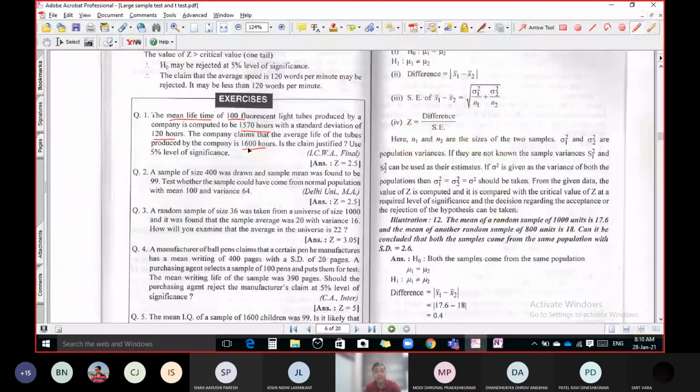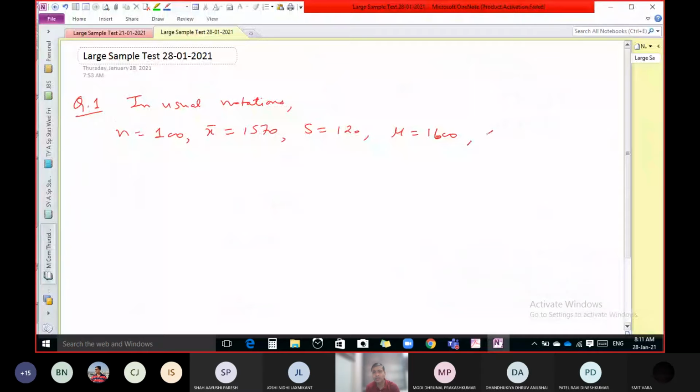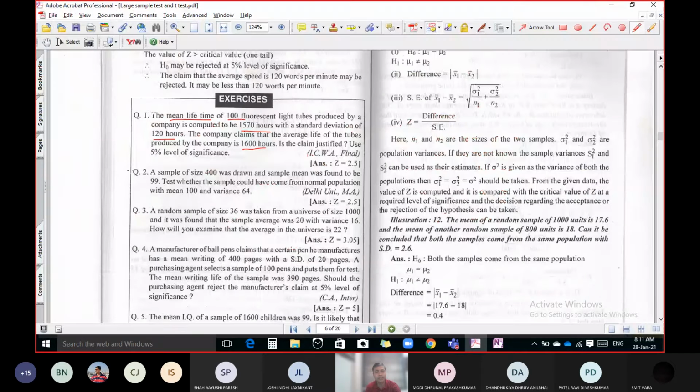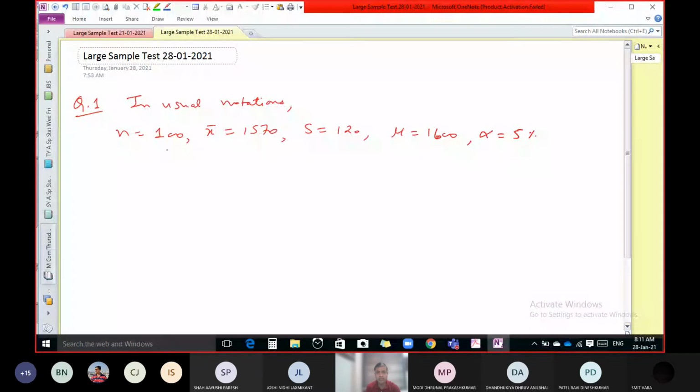That is what the average life of the tube lights of the company. So this is our mu, and alpha is given as 5%. It is mentioned in the question: take the level of significance as 5%. That is the question. Okay, so this is the given data.